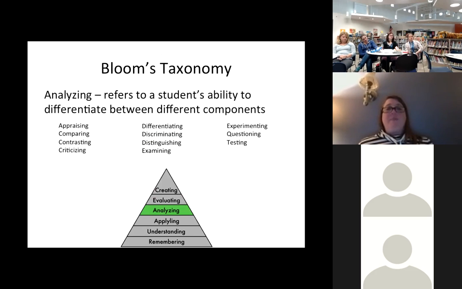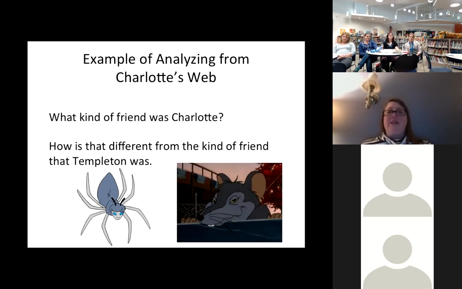Okay, good. Analyzing refers to the student's ability to differentiate between different components. And that is things like when we have to do compare and contrast, or we have to differentiate or ask questions about a concept. So we could compare and contrast the kind of friend that Charlotte was compared to Templeton, right? So, what kind of a friend was Charlotte? Do you guys remember? She was a good friend. She was a nice friend, right? She was helpful. She wanted to help.